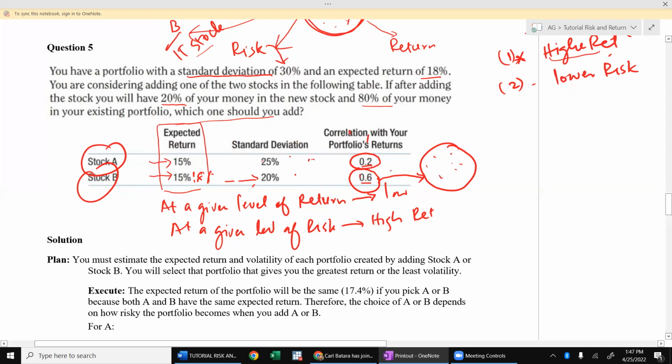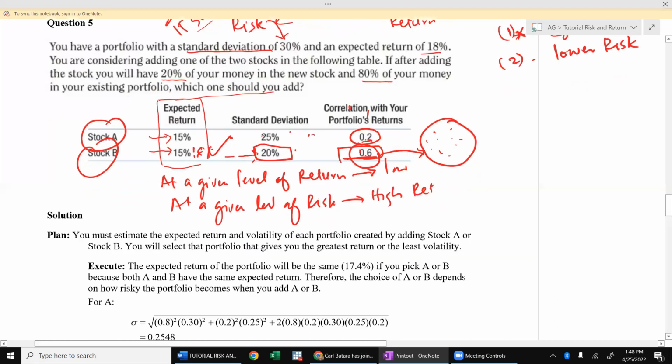B. Yes, because stock B is more similar to our existing portfolio. If I add B, it will make our portfolio more risky. But you will say, sir, B has low risk. That is correct, but if you are not making a portfolio, then this should be the choice. If you are making a portfolio, then you should also look at this correlation. So let's see if it is true or not.